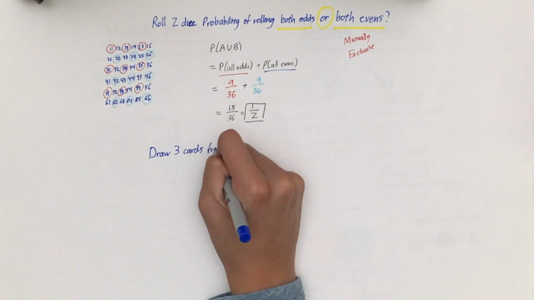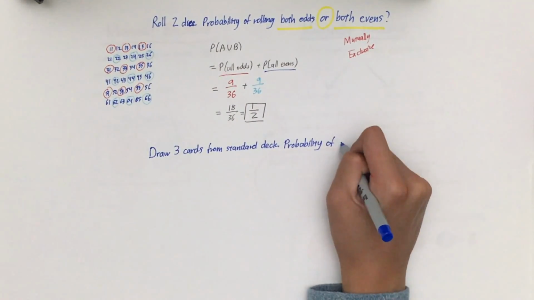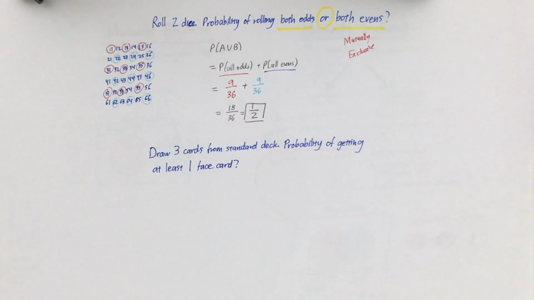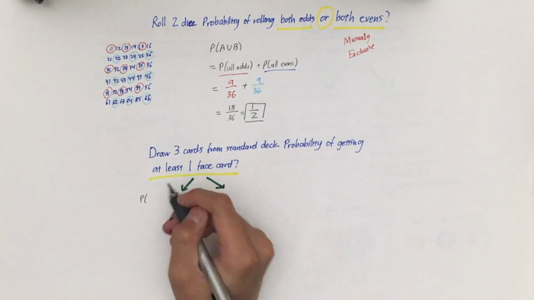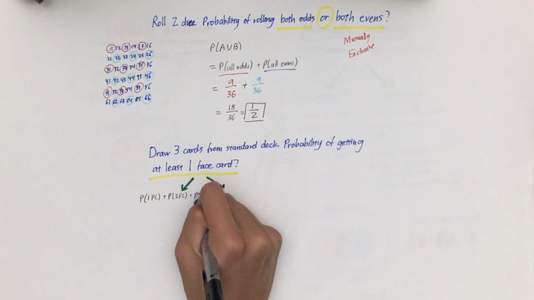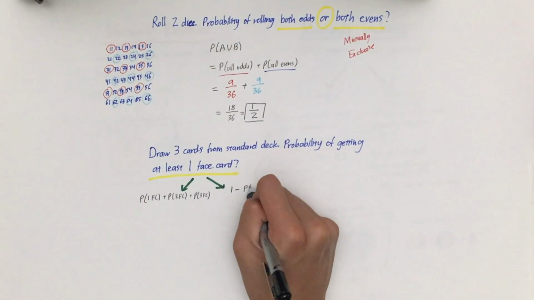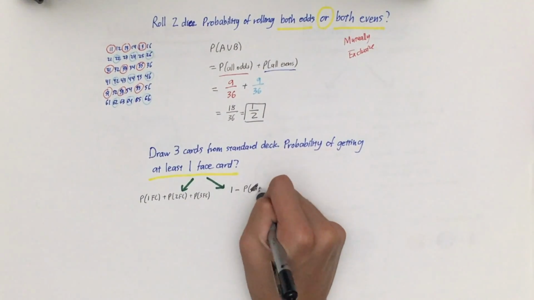On to the next. So let's say you draw 3 cards from a standard deck without replacement, and what's the probability of getting at least one face card? Now you can solve this problem in two ways. So you can either say that this is the probability of exactly one face card plus the probability of exactly 2 face cards plus the probability of exactly 3 face cards, or 1 minus the probability that all the cards are not face cards.